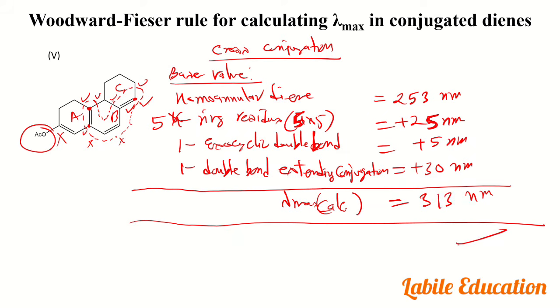This will be 330 nanometer. Okay. So we should see the molecule clearly, and we should mark the conjugated system clearly, and then we should count the ring residues. So there are total 5 ring residues: 1, 2, 3, 4, and 5. So 5 ring residues, total 25 value. So this will be the lambda max value. Thank you.